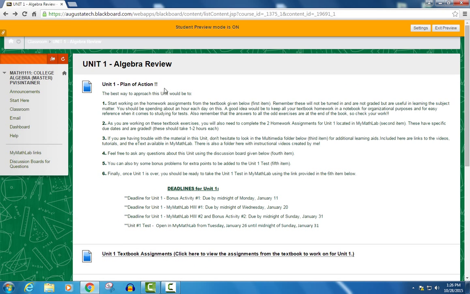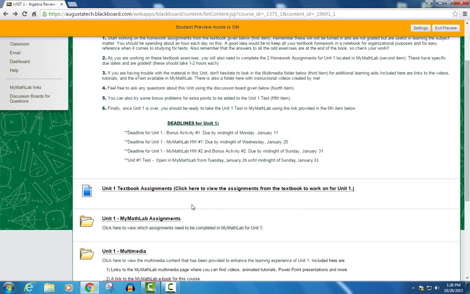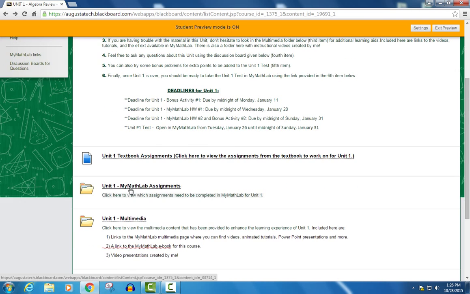And so just again, a brief overview of this particular unit. Each unit starts with a plan of action detailing what to expect and the due dates. Comes with textbook homework assignments, which are not to be graded. The 2 MyMathLab homework assignments, which have specific due dates and will be graded.